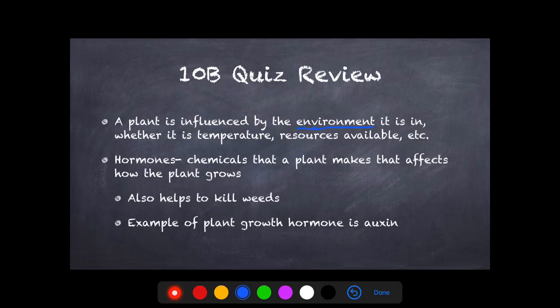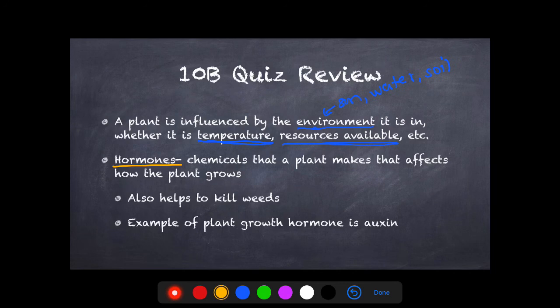Remember we said that a plant can be easily influenced by its environment, which is how much sunlight it's getting, how much water, the condition of the soil, the temperature, and whatever the resources are. Sometimes you might have a seed that's blown by the wind and lands in an area that doesn't have good water resources, so it might not last long.